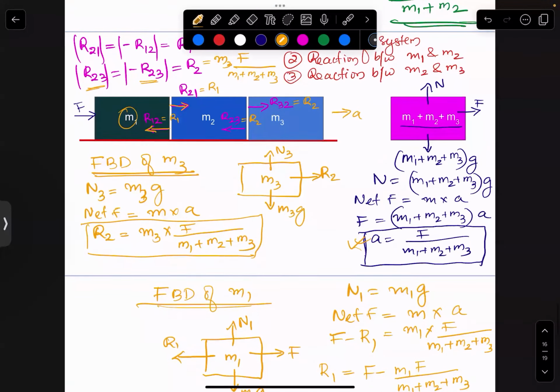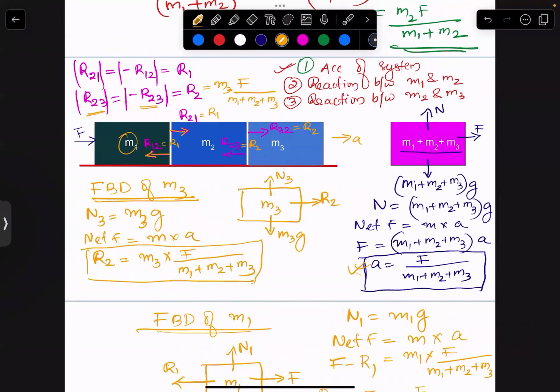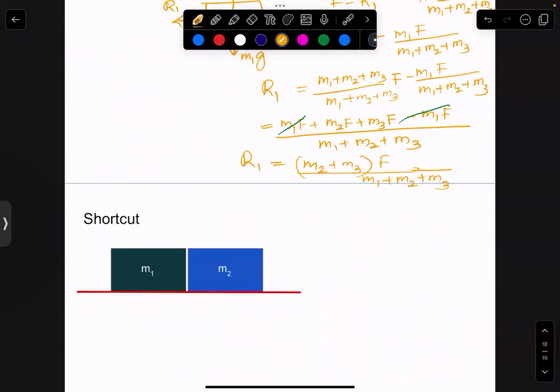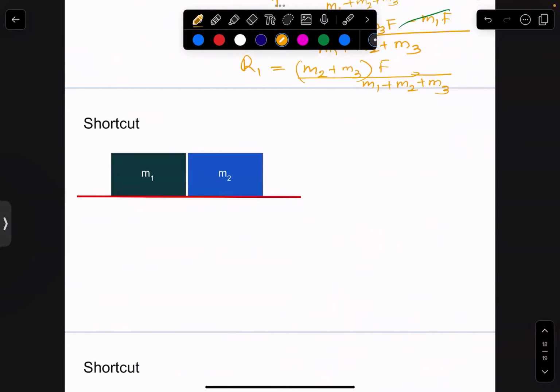So the reaction force between M1 and M2 is R1, and this is R2. We got the two reaction forces and the acceleration of the system. Okay. Now there's a shortcut to find these reaction forces. So how to find that? This shortcut is only applicable for forces acting from one side, not on both sides. So this is only for one-side force.